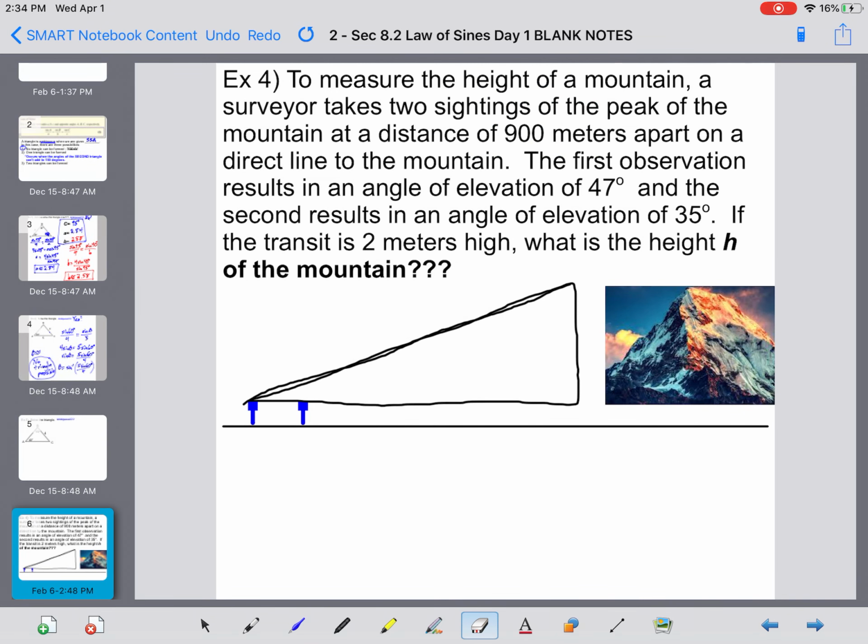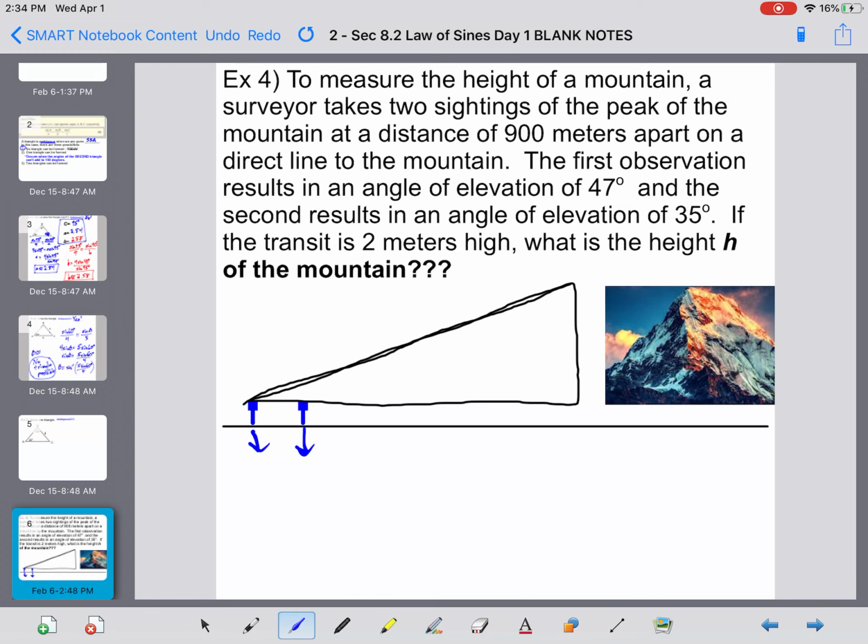Check this out. So these are some applications of our law of sines, and we had a few applications of the right triangles, and now we're going to do a few applications of law of sines. Okay, so it says this: to measure the height of a mountain, a surveyor takes 2 sightings of the peak of the mountain at a distance of 900 meters apart on a direct line to the mountain. So these little blue things here, those are my surveyor.